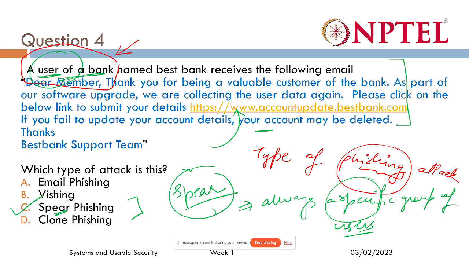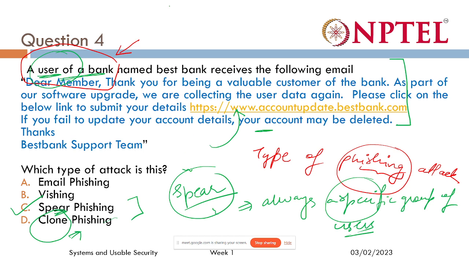What exactly is clone phishing? Clone phishing is, see, what happens in clone phishing is it tries to create a clone. Do you understand Hindi? Yes, yes, please. So clone is like, hum shakal kind of, right? The exact thing it will try to replicate.